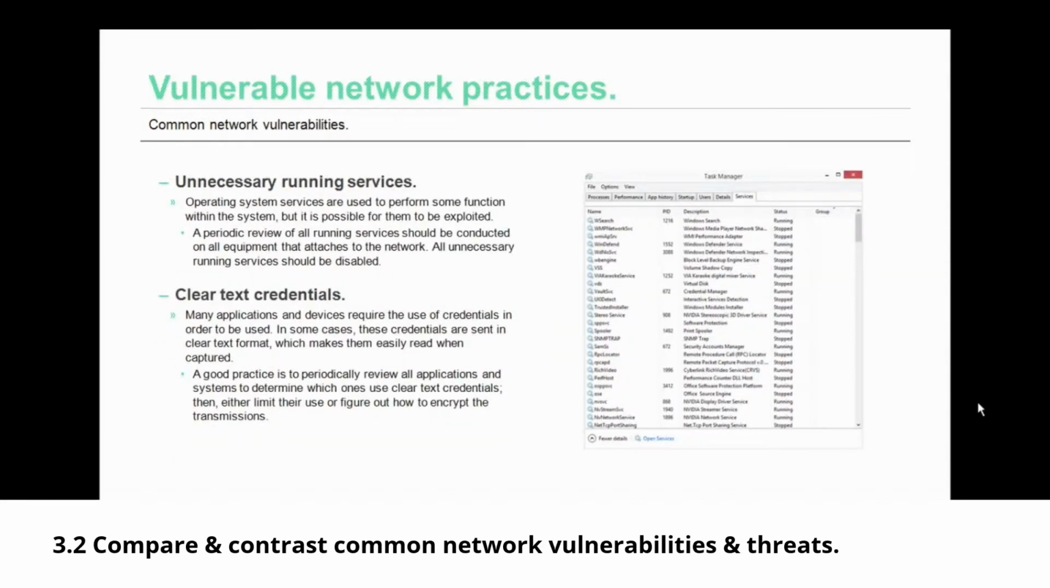Unnecessary running services are another vulnerable network practice. Operating system services are used to perform some functions within the system, but it is possible for them to be exploited.